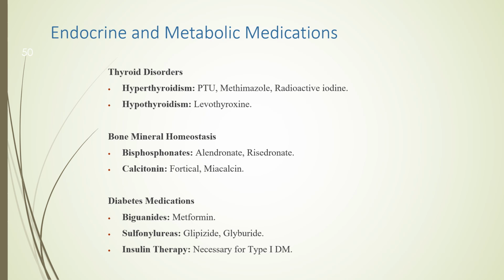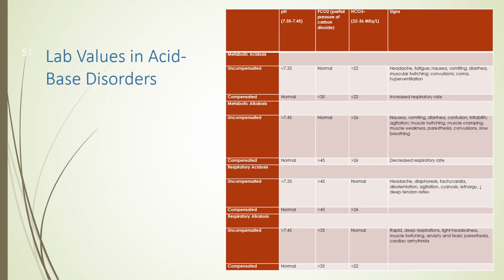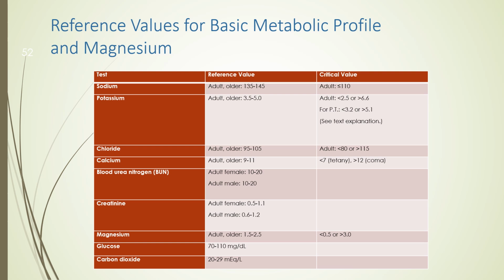Here's a list of endocrine and metabolic medications for thyroid disorders, bone mineral homeostasis, and diabetes medications. Here's a list of lab values in acid-base disorders, as well as reference values for basic metabolic profile and magnesium.